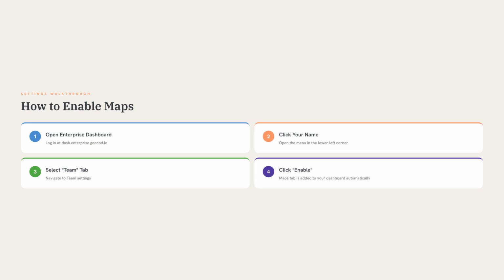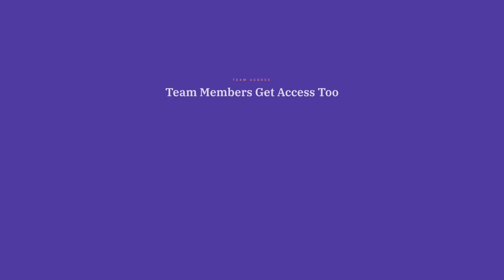Select the Team tab to navigate to your team settings. On the Team page, you'll find a section called Team Settings with an Enable button for Maps. Click Enable and the Maps tab will be added to your dashboard automatically. Once you've enabled Maps, any team members associated with your enterprise account will automatically have access to Maps as well. Please be aware that enabling Maps is a permanent change and cannot be reversed.